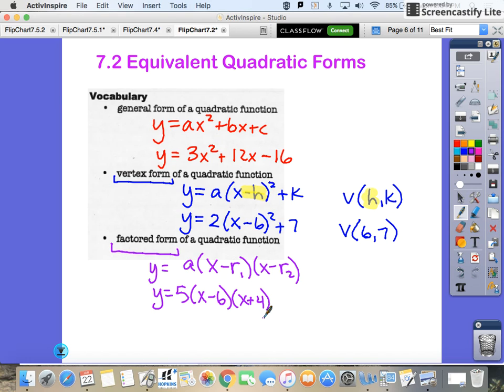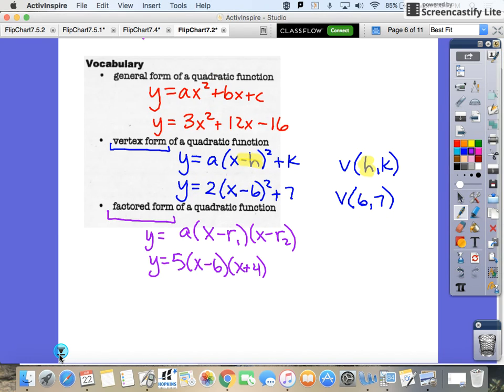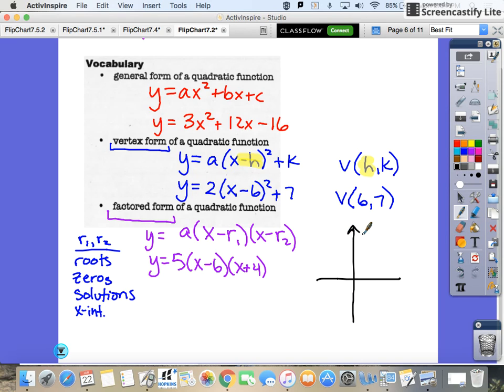And r1 and r2, just to be really clear, those stand for your roots. Those are sometimes called zeros or solutions or x-intercepts. I'm not really sure why there's 9,000 names for them, but they're important enough that they need to be named 6 million different things. So with a parabola, these would be your r1 and r2. Those are the two places that they cross the x-axis, and that's those right there.